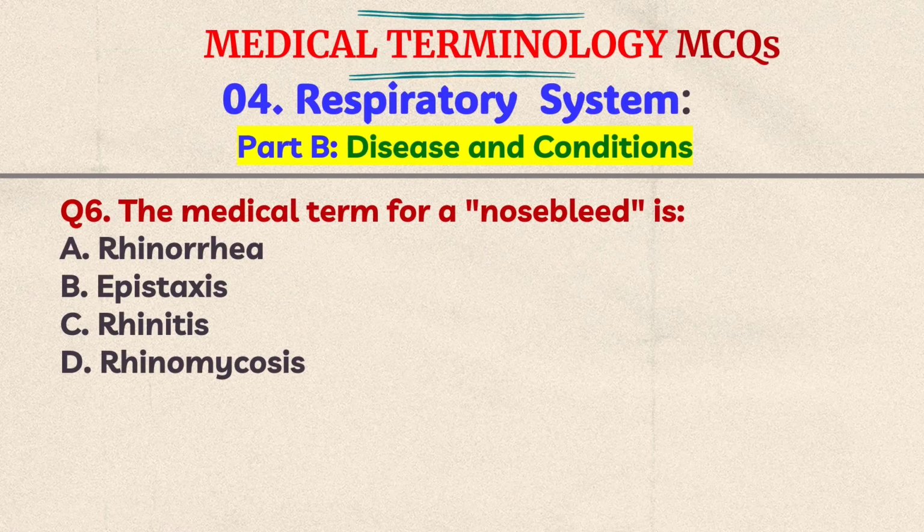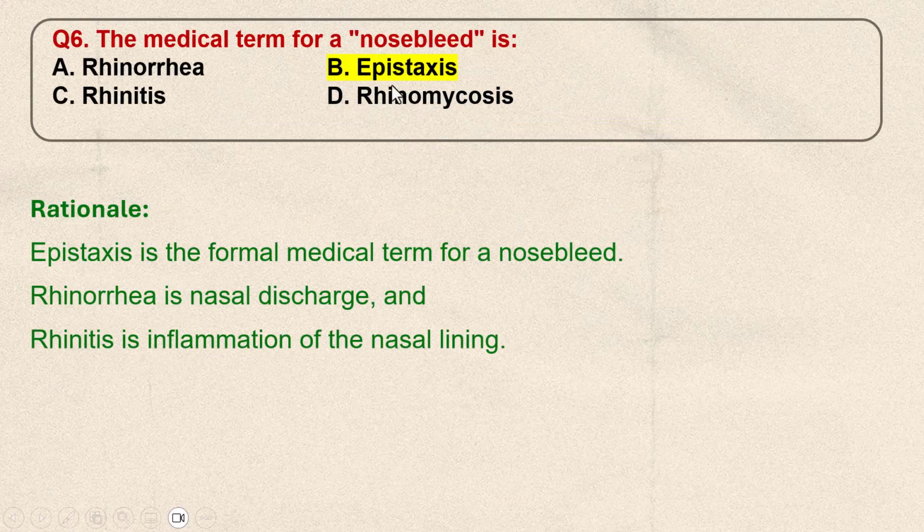Question number 6. The medical term for nosebleed is A. rhinorrhea, B. epistaxis, C. rhinitis, D. rhinomycosis. Think the answer. The correct answer is B. Epistaxis. Epistaxis is the formal medical term for a nosebleed. On the other hand, rhinorrhea is a nasal discharge and rhinitis is the inflammation of nasal lining.